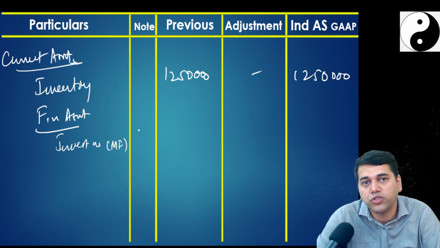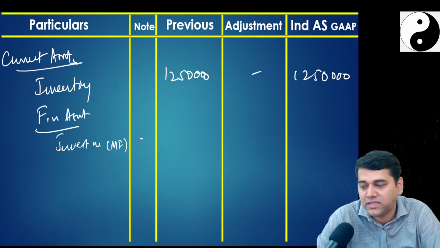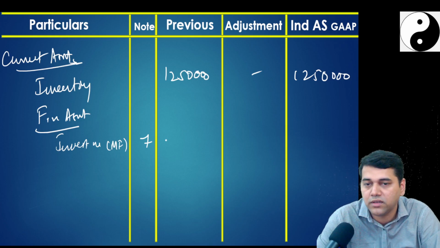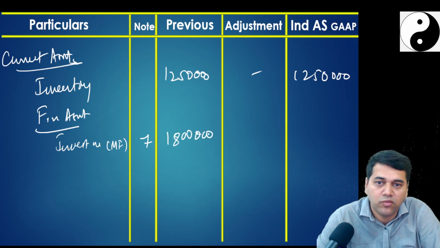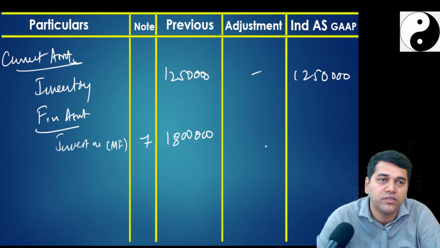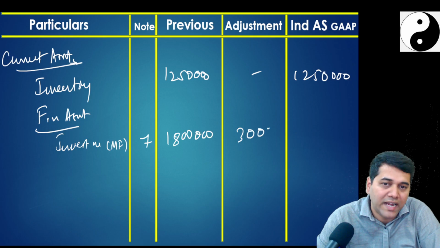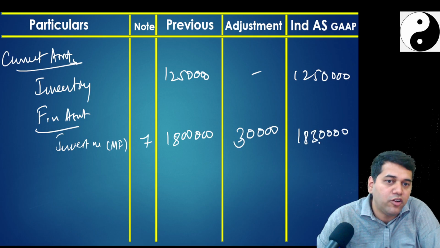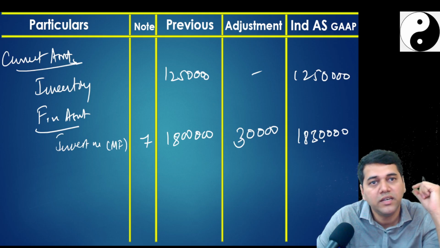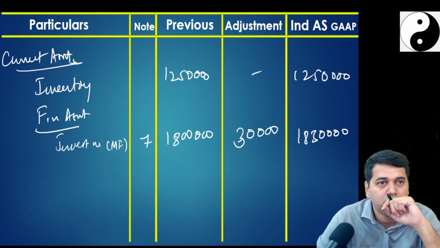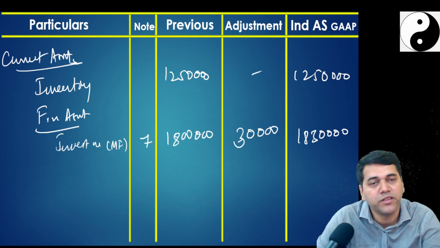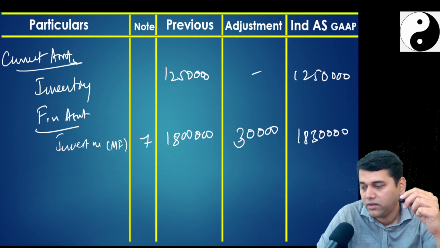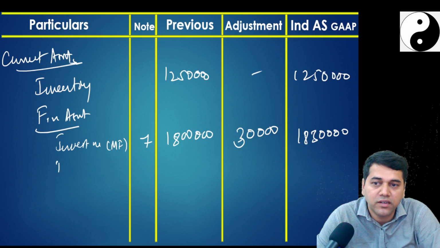What was the note for mutual fund? 7. How much was the total investments? 18 lakhs. What was that adjustment you have done for mutual funds? 30,000 you added. So 18 lakh 30. And the second leg of this mutual fund is sitting in the retained earnings. And this adjustment is coming from the CFO's query. After this, do you have any other?